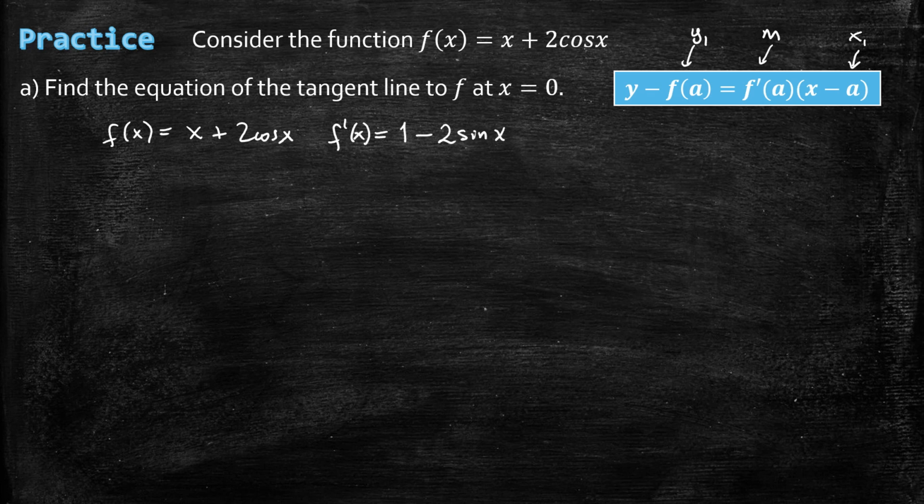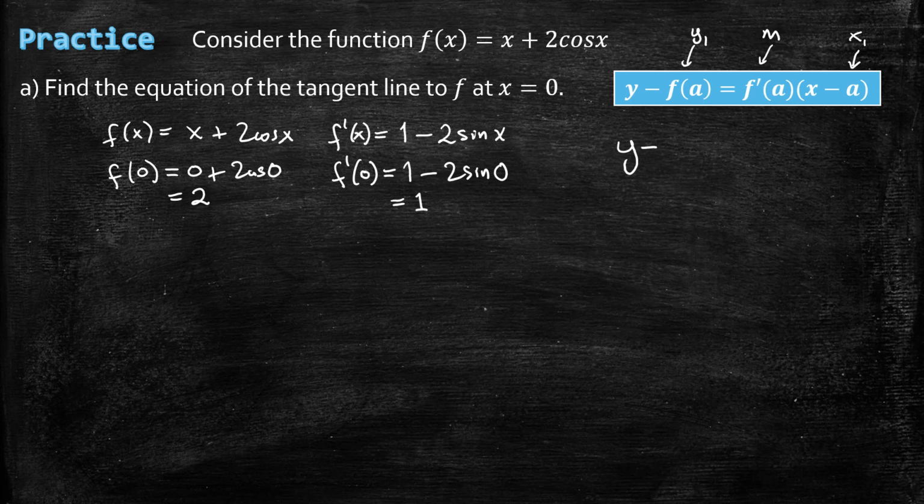So we have that. We're interested in the value at 0, so now I need to find f of 0. Plugging 0 in here, 2 cosine 0. Cosine 0 is 1, 1 times 2 is 2. That value is 2. I also get to plug 0 into the derivative formula, and I get 1 minus 2 sine 0. Sine of 0 is 0. That leaves me with 1. And then I just plug in. So f of 0 is 2, so y minus 2 equals, the slope is 1, and then x minus 0.